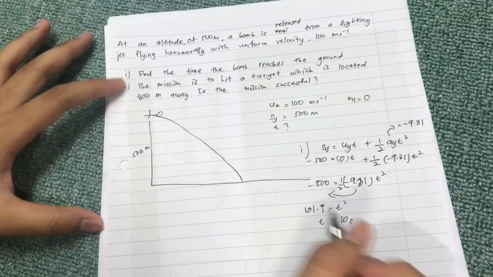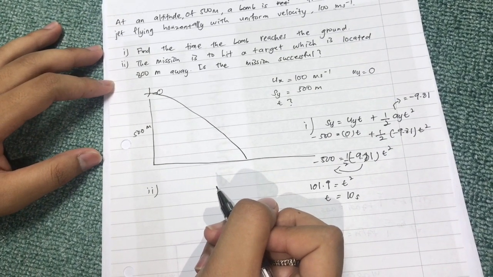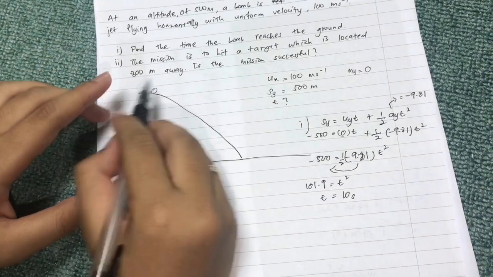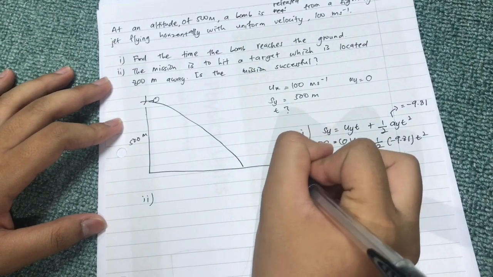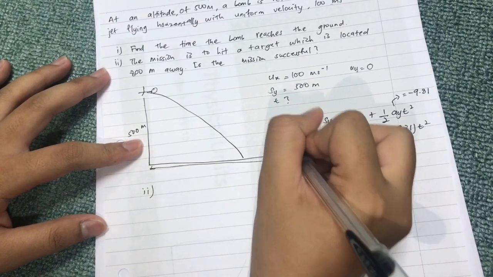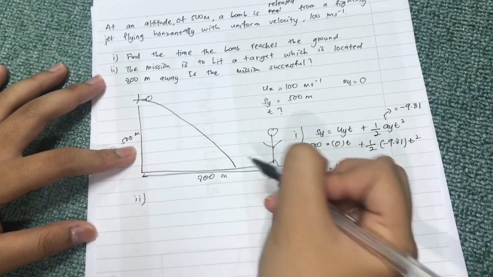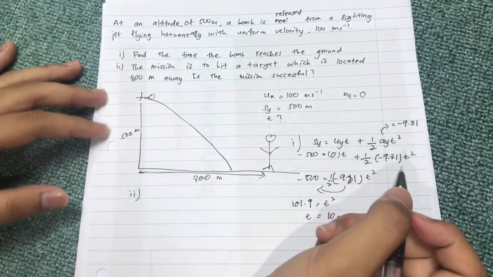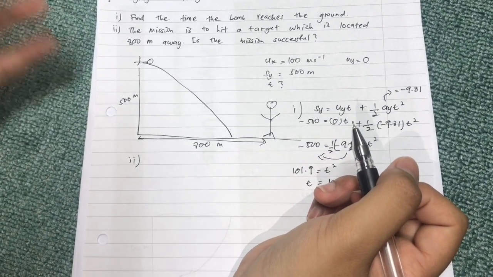For the question number 2, it says the mission is to hit a target which is located 800 meters away. Is the mission successful? From this figure we have drawn, the target is 800 meters away. So the target is here, 800 meters away from the fighting jet. So how to know the mission is successful or not?